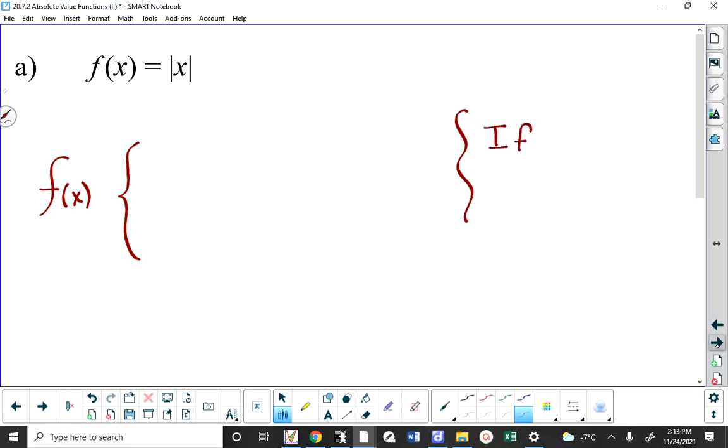If x in this function is greater than 0, do we need the absolute value signs? No. If x is greater than or equal to 0, do we need the absolute value signs? No. The absolute value signs are not needed.